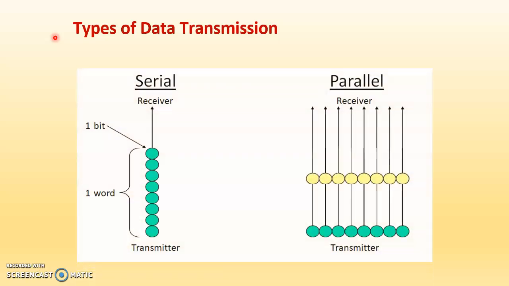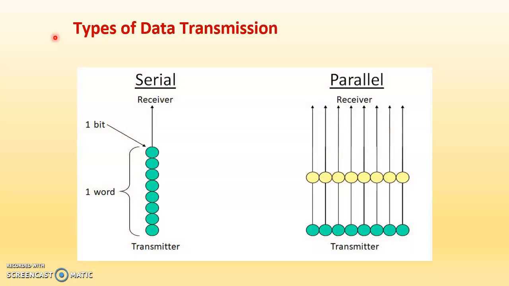So, the types of data transmission. The first type is serial transmission and the second type is parallel transmission. In the serial transmission, one bit is transferred at a time. Like you can see, the data is transmitted serially, so one bit will be transmitted at a time. To transmit a complete word, suppose it is an 8-bit or 1 byte character, it will transmit bit by bit. So this is called serial transmission.